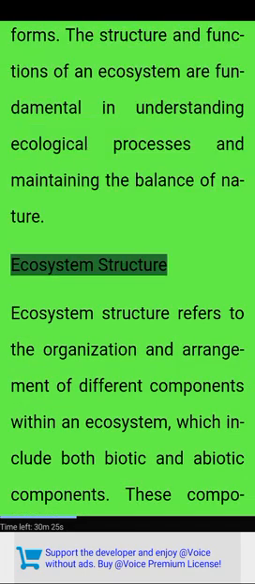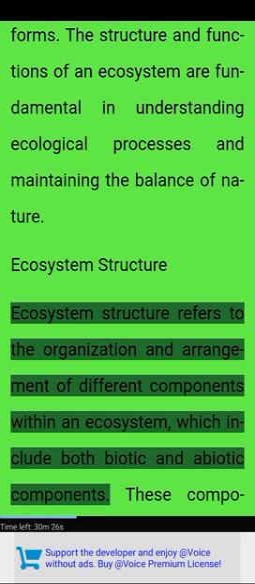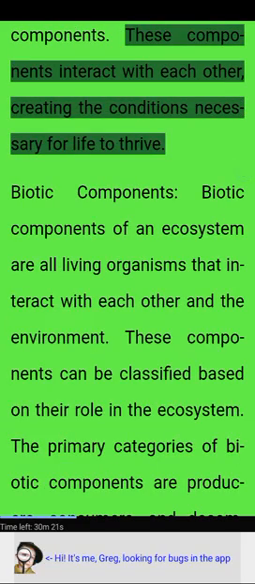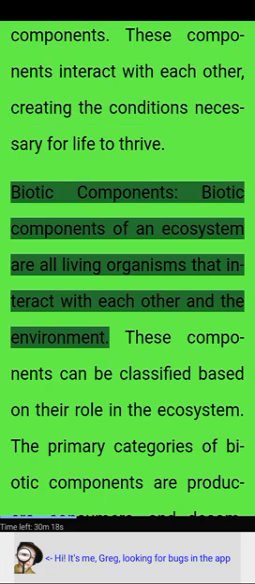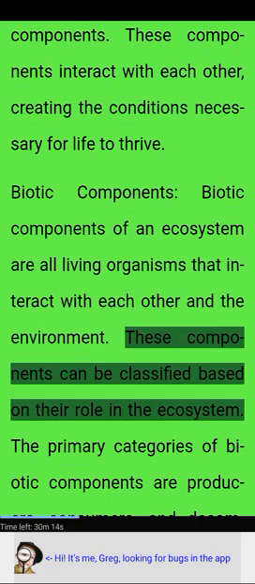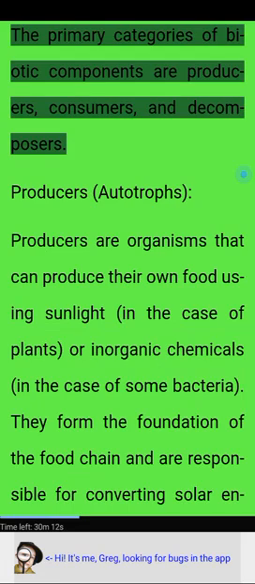Ecosystem structure. Ecosystem structure refers to the organization and arrangement of different components within an ecosystem, which include both biotic and abiotic components. These components interact with each other, creating the conditions necessary for life to thrive. Biotic components. Biotic components of an ecosystem are all living organisms that interact with each other in the environment. These components can be classified based on their role in the ecosystem. The primary categories of biotic components are producers, consumers, and decomposers.